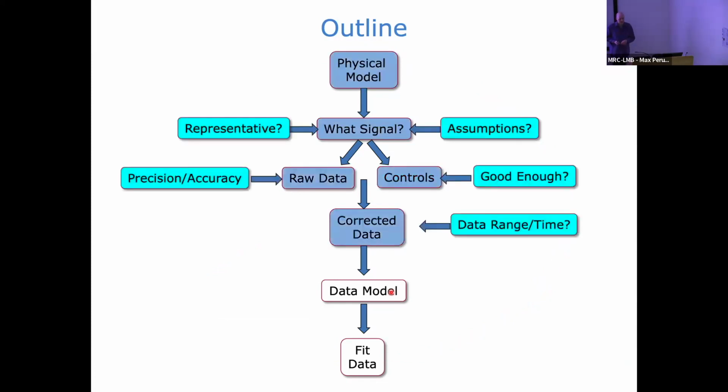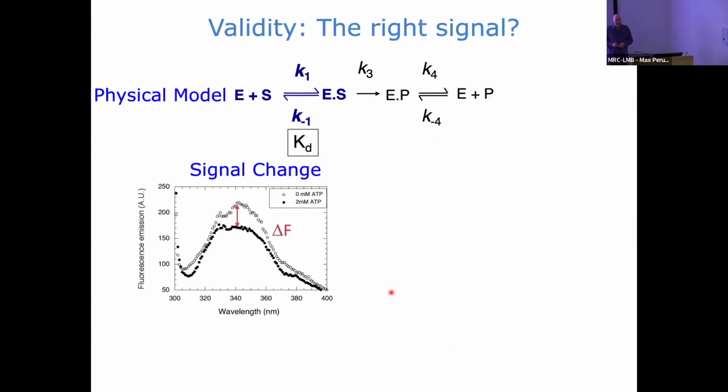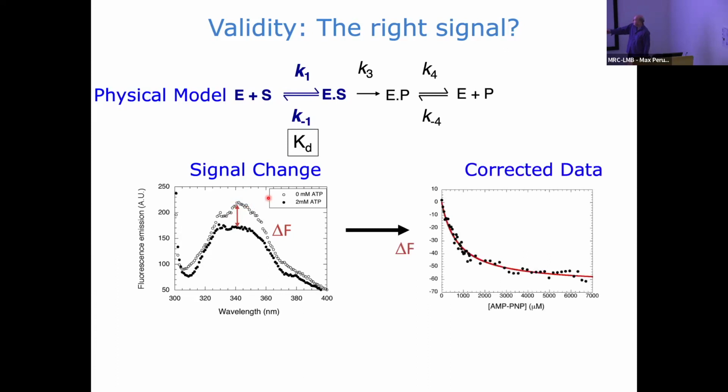Right, so let's look at this first section. Do you have the right signal? Here's a case of something I did where I was looking at the binding of a nucleotide to a protein, and we got a shift in the intensity of the intrinsic protein fluorescence. That looked good, and we could titrate that in, after correction for the inner filter effect, and we could fit that data.